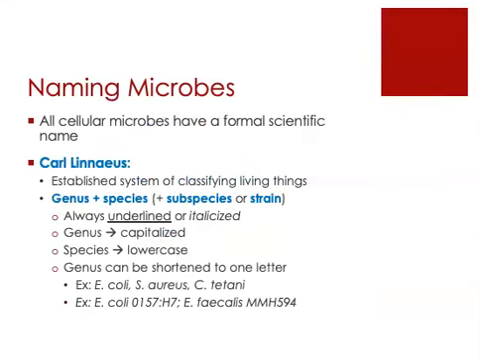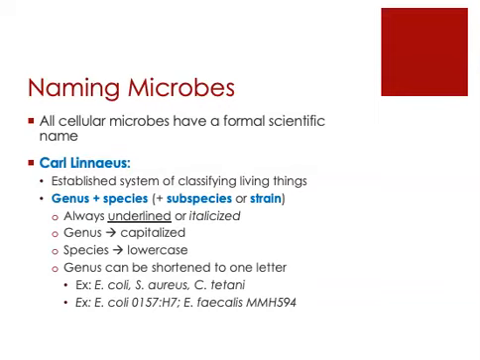Let's switch gears now and talk a little bit about how microbes are named. All of the cellular microbes on planet Earth have a formal scientific name. In fact, all living things on planet Earth are named using the same formal scientific system. This system was developed by a man named Carl Linnaeus. Linnaeus decided that it would be possible to group organisms together, again, based on their characteristics, based on their traits, and organize them into both a genus and a species.